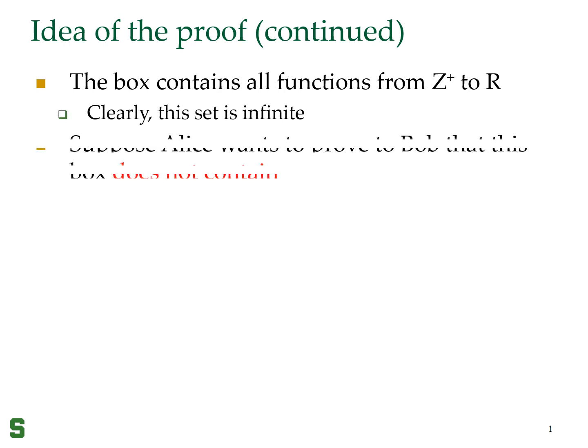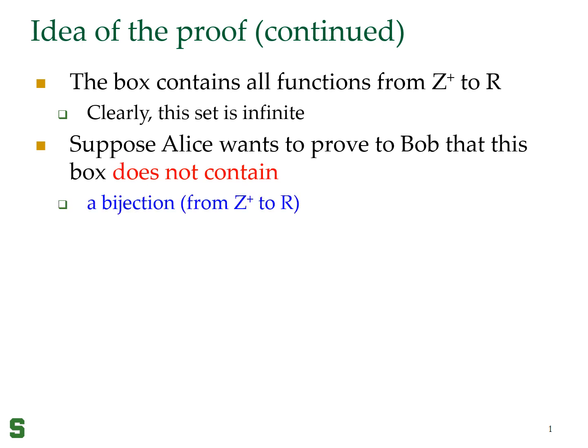Now, what we want to do is Alice wants to prove to Bob that this box does not contain a bijection from Z plus to R. Remember, there are a lot of functions that this box contains. As I said, f(x) is equal to x, f(x) is equal to square root of x. The point is, Alice wants to show that all these functions are not bijections.